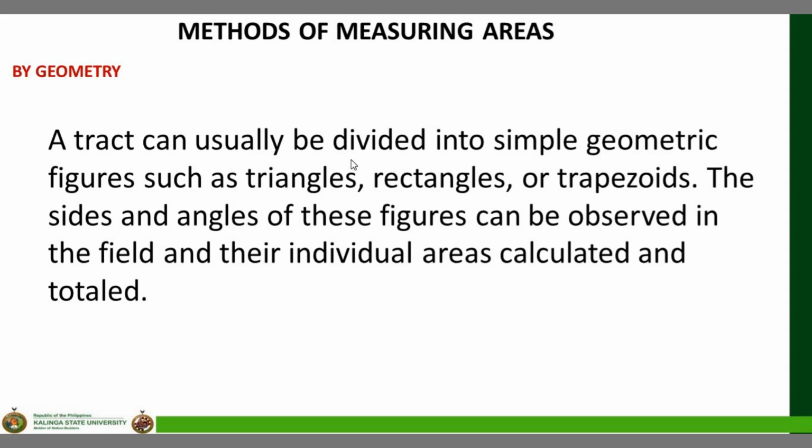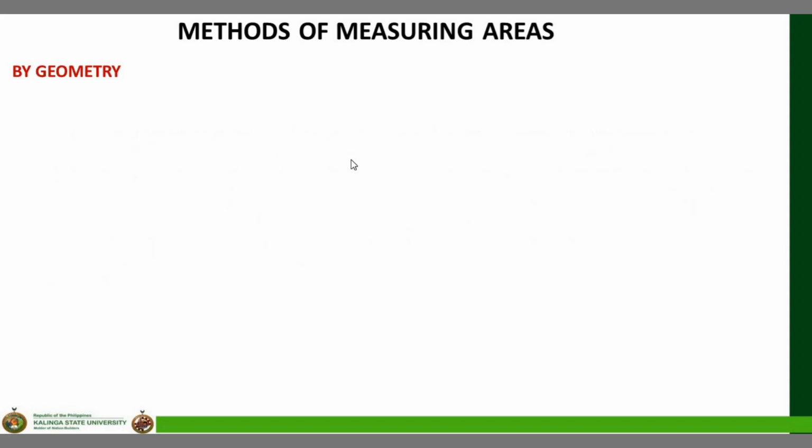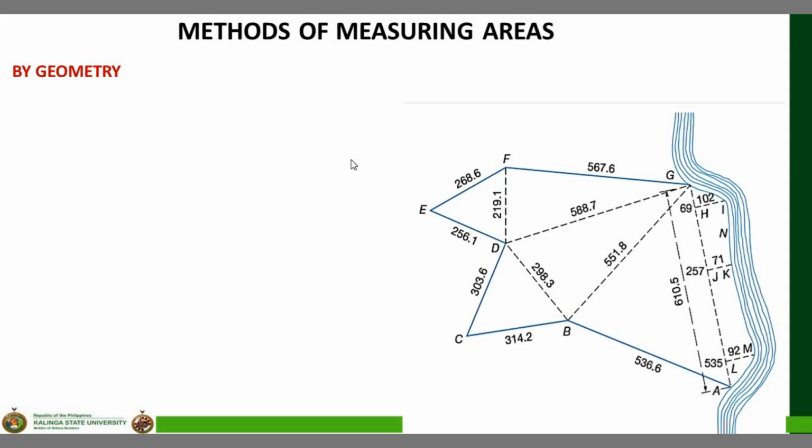calculated and totaled. So, dito, sa first method na to, we're going to use what we have learned during our lower years, yung napag-aralan nyo during your geometry and trigonometry. So, for example, itong lote na to, this lot is bounded by points D, E, F, G, and yung stream na ito, itong stream, and points L, B, C. That is the boundary for this lot.